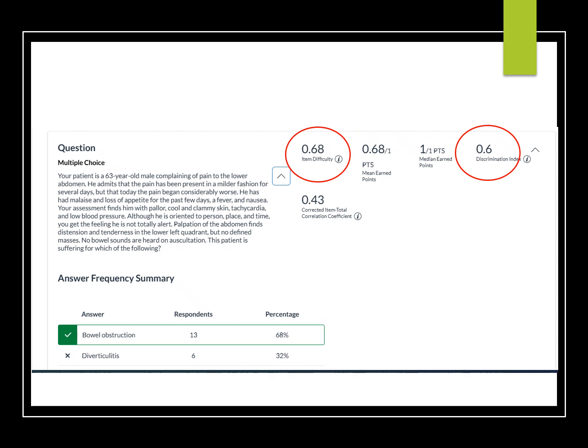So when you see a combination like this of a moderately difficult question and a strong discrimination, you know that you've got a solid test question. These are the kinds of items you want to keep and model future questions after.